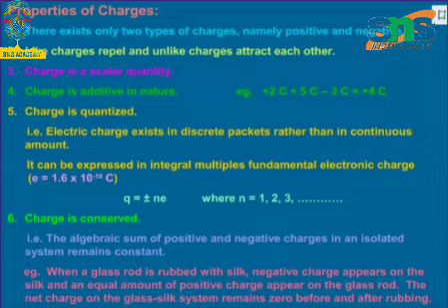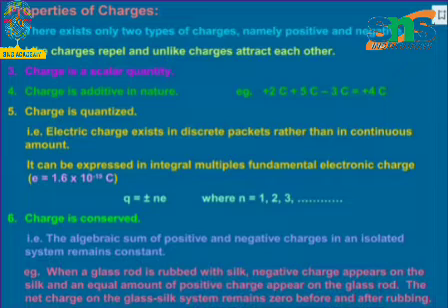Like charges repel each other and unlike charges attract each other. Charge is a scalar quantity. It does not have any direction, and charge is additive in nature. We can add the charges. Charge is quantized, which means electric charge exists in discrete packets rather than a continuous amount. It can be expressed in integral multiples. Fundamental electronic charge e is equal to 1.6 times 10 to the power minus 19 coulomb, and the value of q is equal to plus or minus n e, where n stands for integers and e stands for the electronic charge.